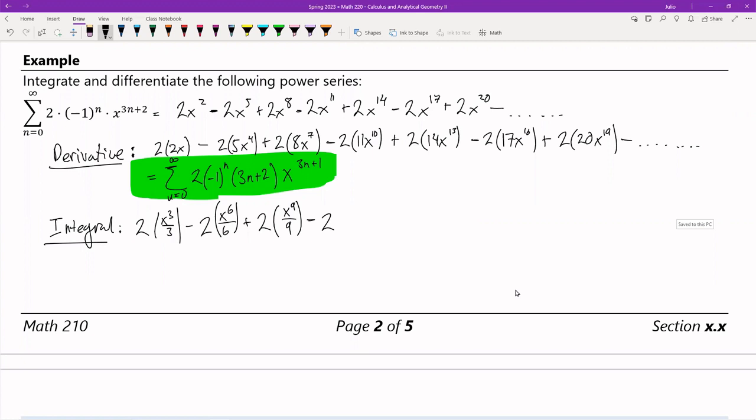The integral of x to the 11th is x to the 12th over 12.